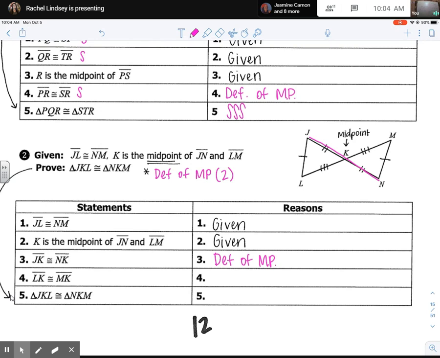Then it tells me again K is the midpoint of LM. So LM right here has a midpoint at K. So those two parts of that line are split in half. I already marked them with the 3 tick marks. So how do I know LK is congruent to MK? Definition of midpoint.